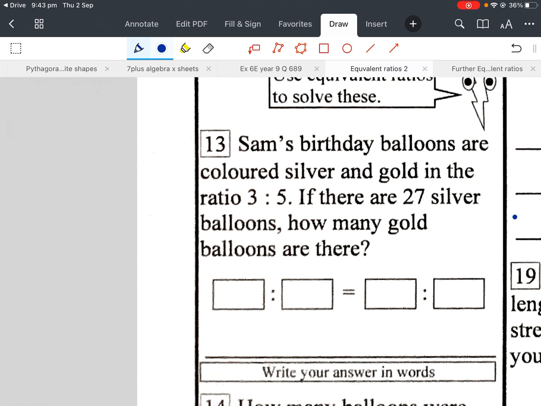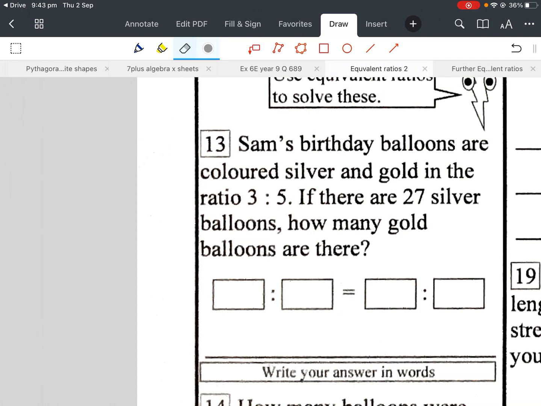Now with 13, you're going to get into some word problems. Let's see how we go. I'll do 1 or 2, and then you can try them on your own. Check the answers down the bottom if you're not sure. The first one says, Sam's birthday balloons are coloured silver and gold in the ratio of 3:5. If there are 27 silver balloons, how many gold balloons are there?